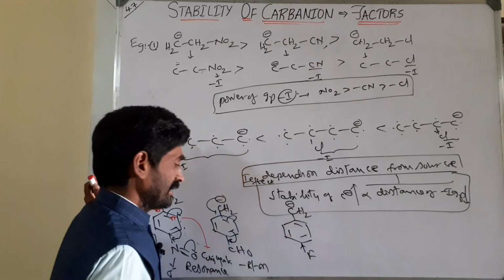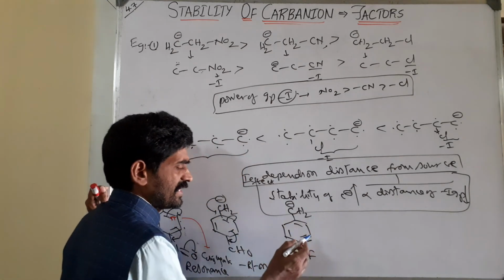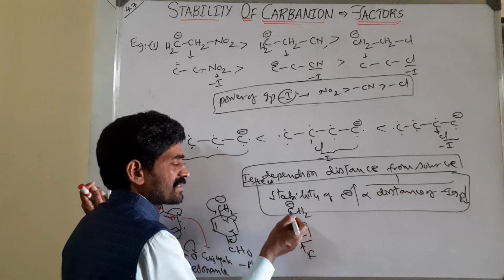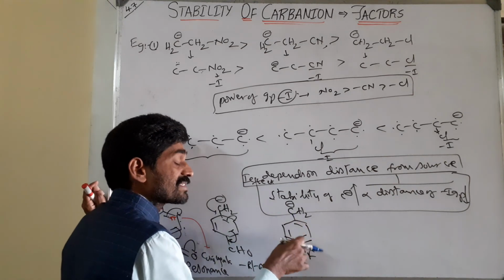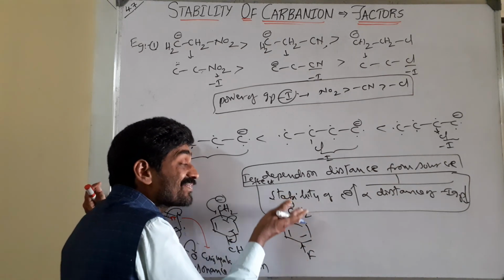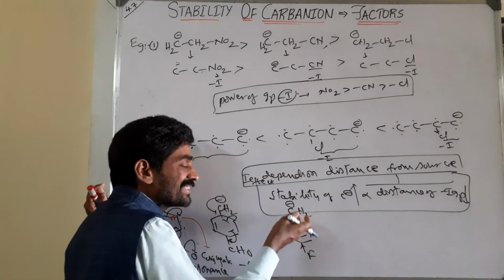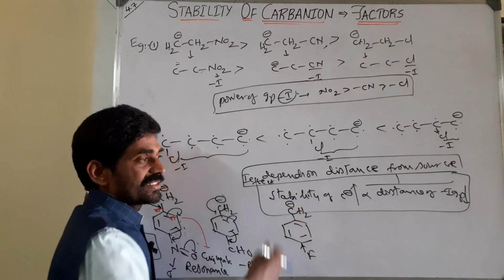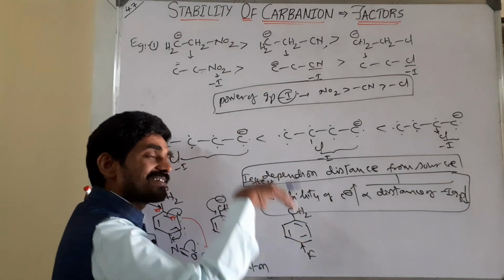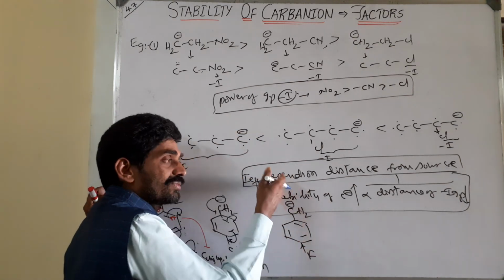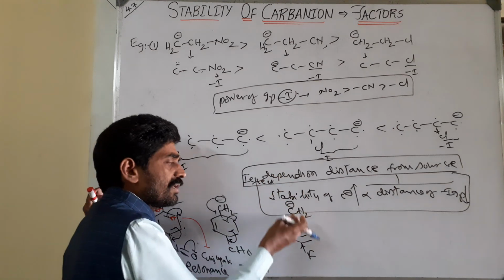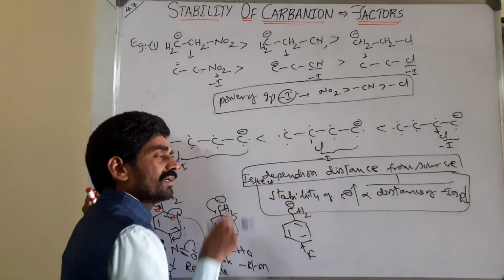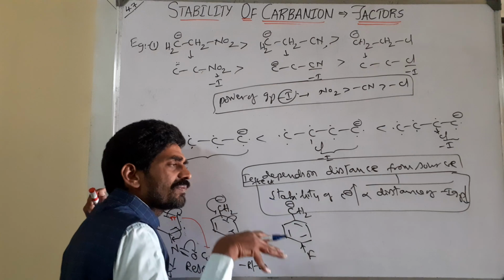If a releasing group is there, it releases electrons, so the charge is not dispersed. The charge is intensified over the carbanion. Negative charge again increases over the carbanion, which is already carrying negative charge and is unstable. Again it is releasing electrons to that, so more and more electrons are occupying the carbanion, and because of that it feels some burden.